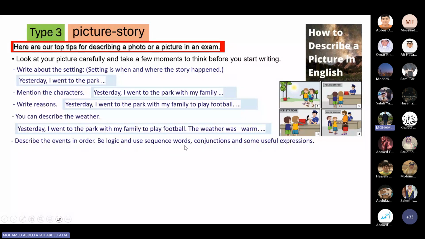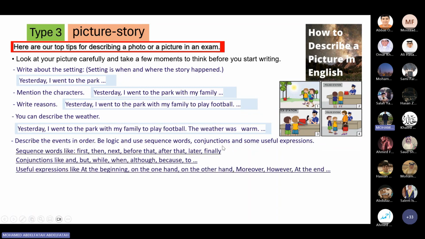Be logical and use sequence words, conjunctions, and some useful expressions. For example, sequence words like first, then, next, before that, after that, later, finally, at the end. And use conjunctions like what? Like and, but, while, when, although, because, to, so. And some useful expressions will help you like at the beginning, on the other hand, on the one hand, moreover, however, at the end, all in all, finally. All these words and expressions will give you a writing sense.